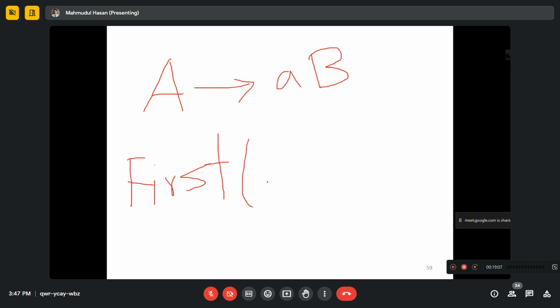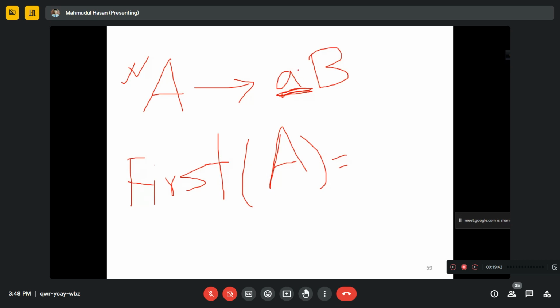Okay, so think about A to AB. This is the production rule, and my question is, what is the first of A? One thing you need to know: only a non-terminal has a first value. So this is the production rule, then what is the first of A? From A we can go to AB. Yes, sir. So this leftmost one, is it terminal or non-terminal?